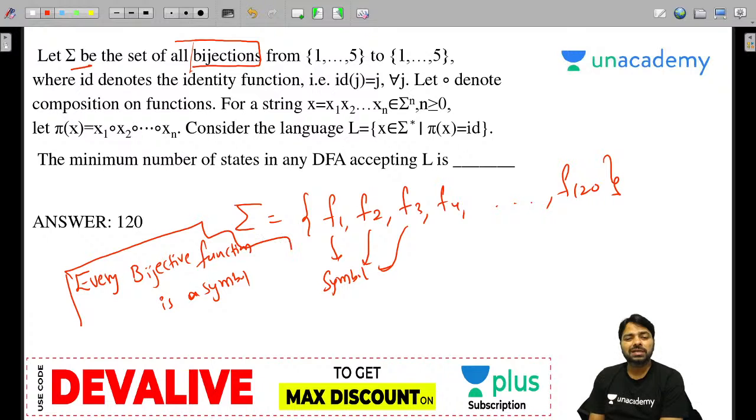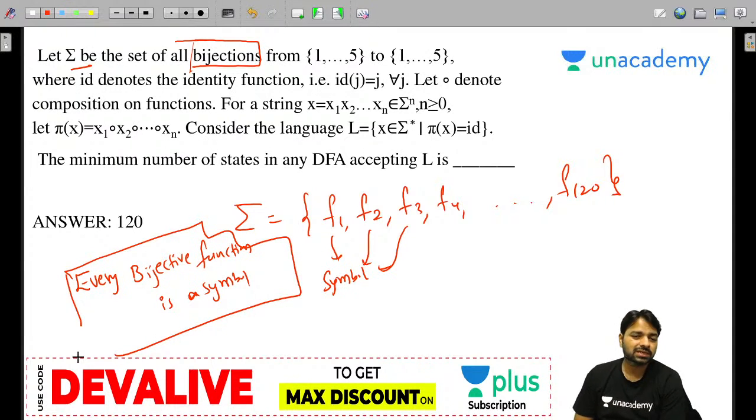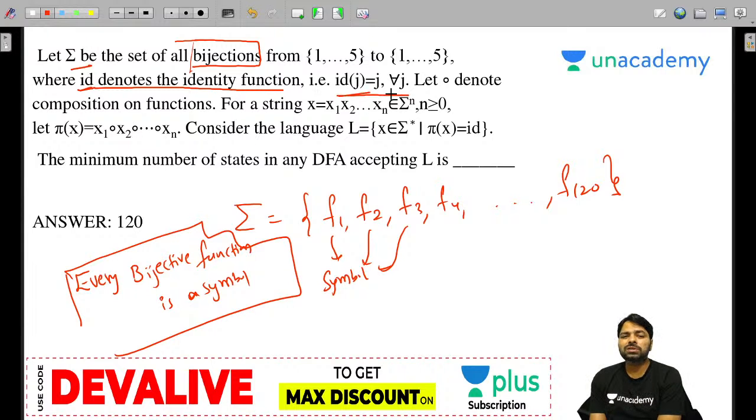Don't assume a symbol is always like 0, 1. Wrong, guys. A symbol can be a grammar, a language, a function, anything in the world. But I have to mention in the problem what my symbol is. So here it clearly mentions what the symbol is. ID denotes the identity function. So what is the identity function? Everybody knows: F of x is equal to x for every x. And this is the identity function definition.